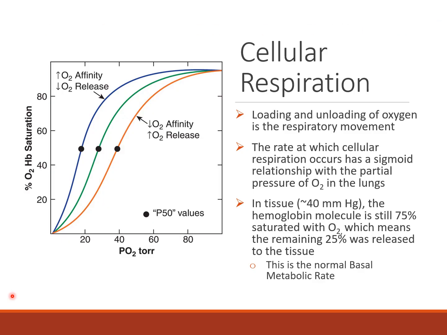Okay, so here's just a reminder of what we discussed in our cellular respiration. Just remember that at about 40 millimeters of mercury, the hemoglobin molecule is still at about 75% saturated, and that is in the instance of our normal basal metabolic rate. That is going to shift to either the right or to the left based on our circumstances, our environmental factors, and those factors are going to influence the affinity and the release of oxygen.